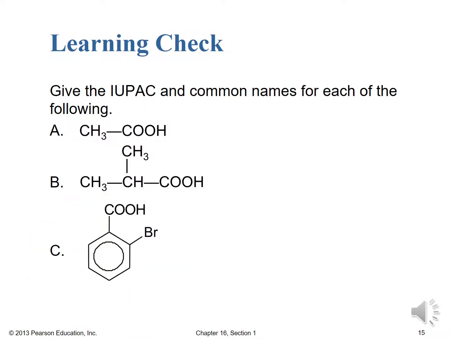Let's go ahead and pause here for a learning check. We've done a lot with the IUPAC and common names for these carboxylic acids so far, and now it's your turn to see how well you understand those naming conventions. So we've got 3 structures here, and your task is to give both the IUPAC and common name for each of those structures. So please pause the video here while you complete that task. Start us back up once you're ready to check your work. Good luck.